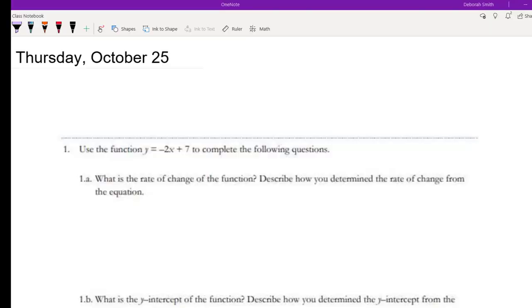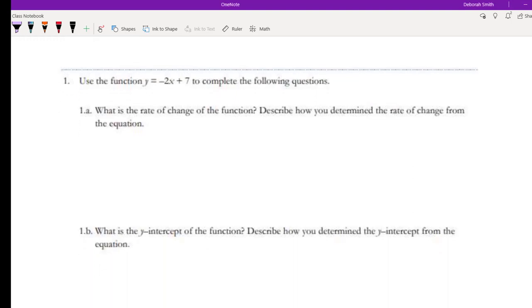Alright, so I'm going to help you guys get started on what I've left for you to do for today. The first page that you have says to use the function y equals negative 2x plus 7 to complete the following questions. What is the rate of change of the function?